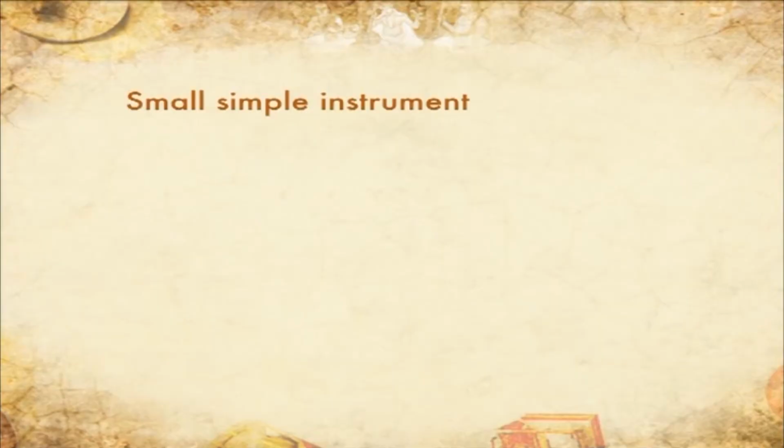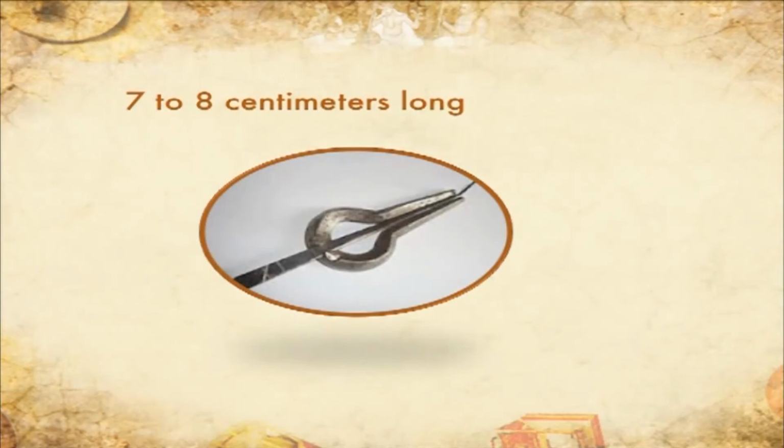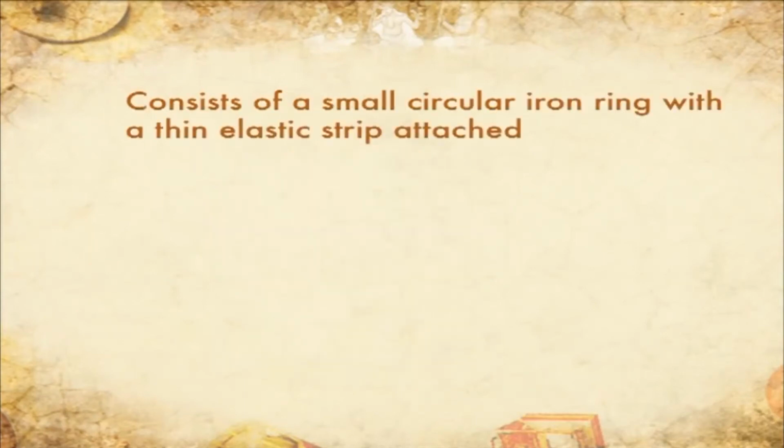In South India, this instrument has attained the status of an upatala vadya in concerts. Sangeeta Parijata of Ahobala mentions about the instrument mukhachang. It is a small, simple musical instrument, 7 to 8 centimeters in length, consisting of a small circular iron ring to which a thin elastic iron strip is attached.